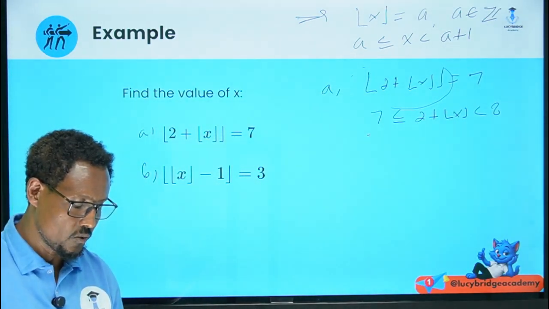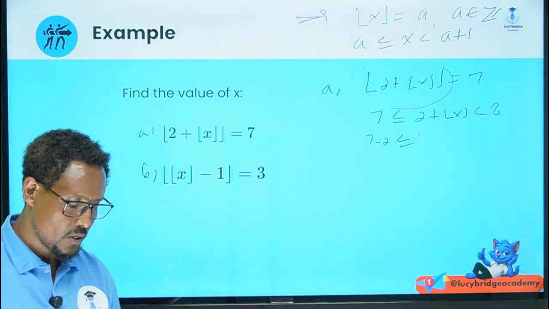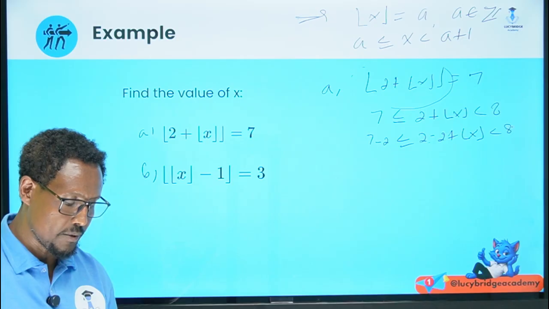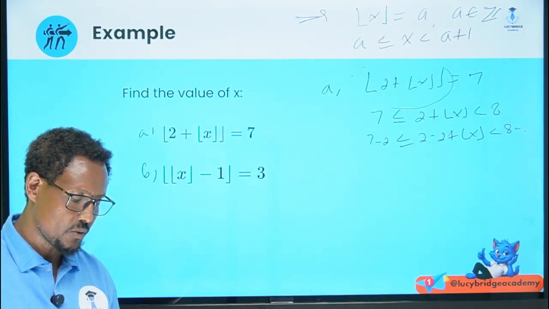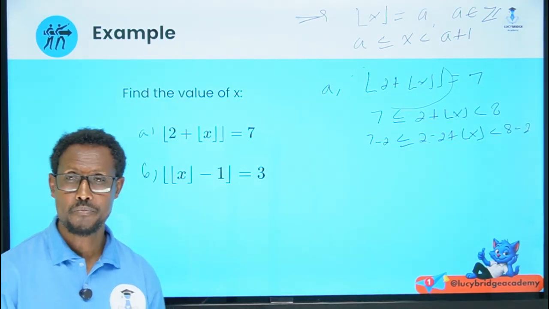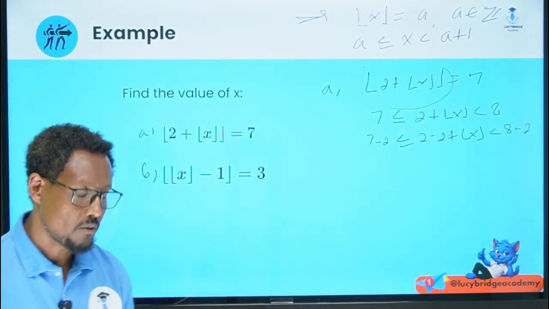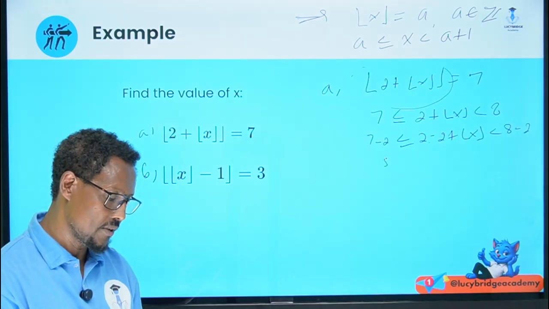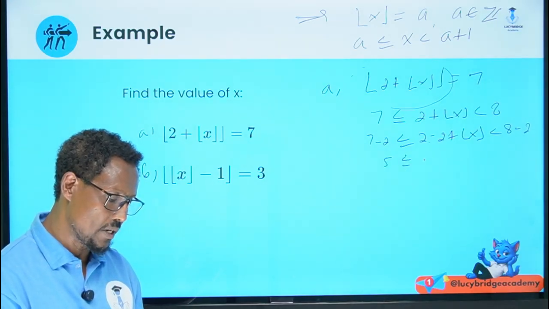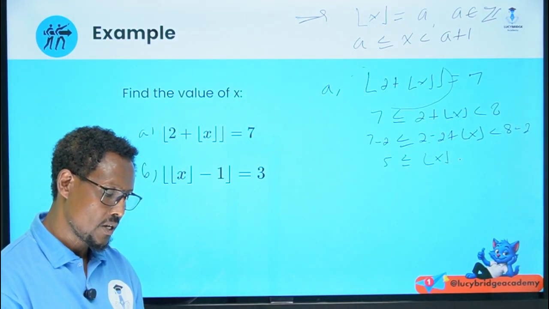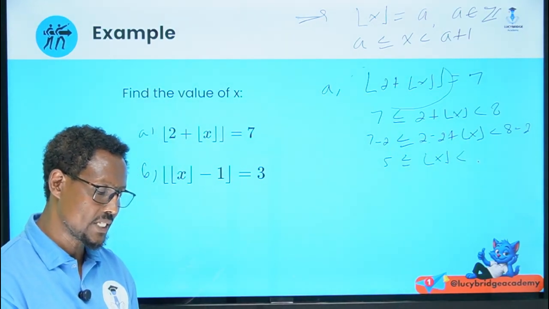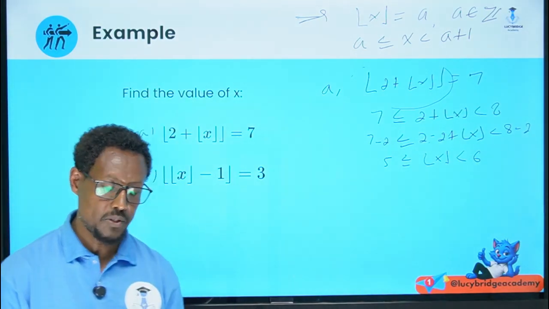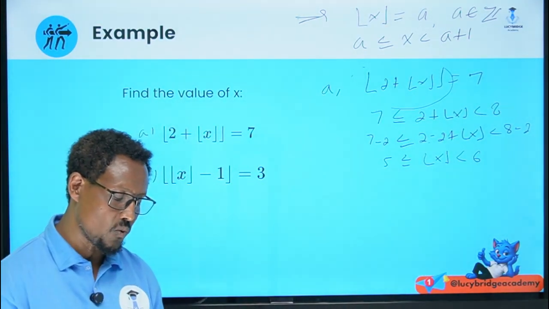7 minus 2 less than or equal to 2 minus 2 plus floor of x less than 8 minus 2. Subtract 2 from all three expressions. So 7 minus 2 is 5, 5 less than or equal to 2 minus 2 is 0, 0 plus floor of x, which is floor of x, less than what? 8 minus 2 is 6. This means the floor of x is between 5 and 6.